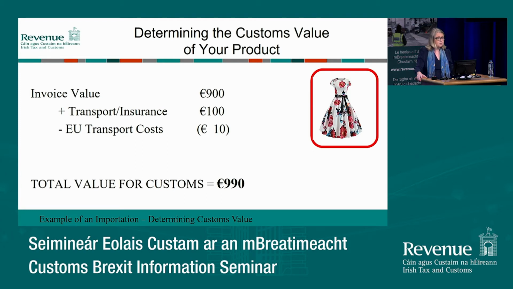The transport and insurance was €100, but €10 of that cost arose once the goods were within the European Union, so I'm allowed to deduct that €10. So in total, I've reached a value for customs purposes of €990. So now I have my customs value.